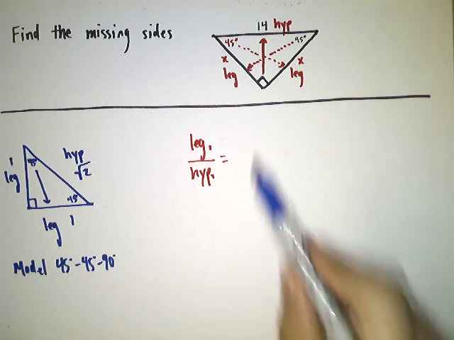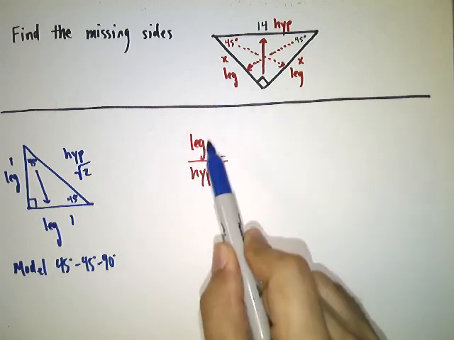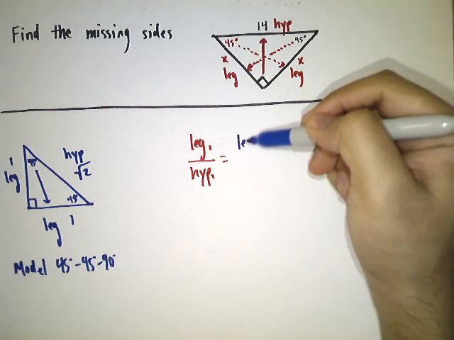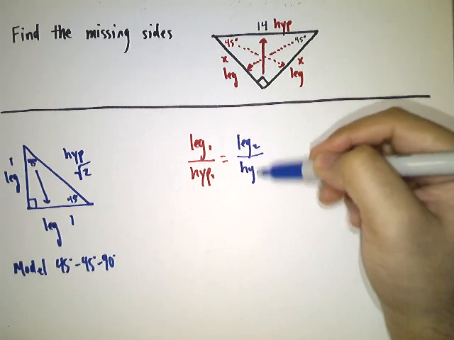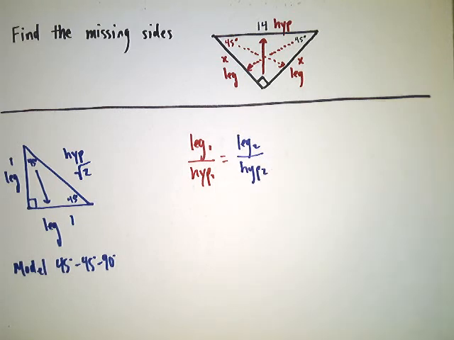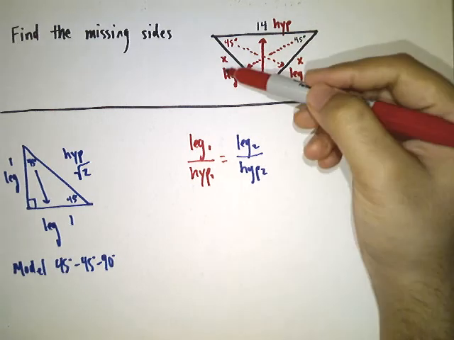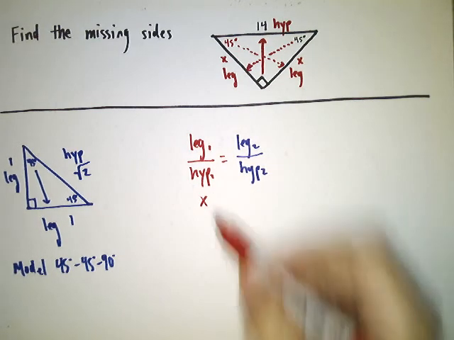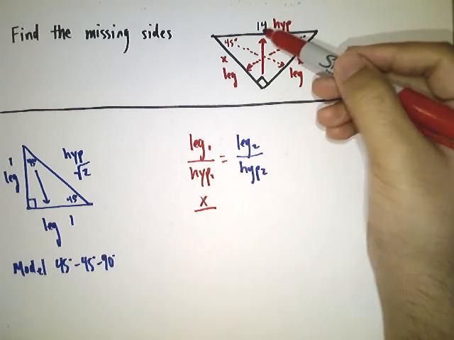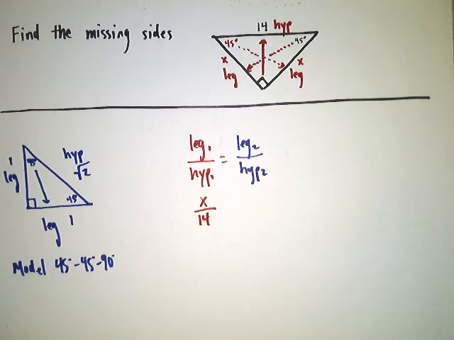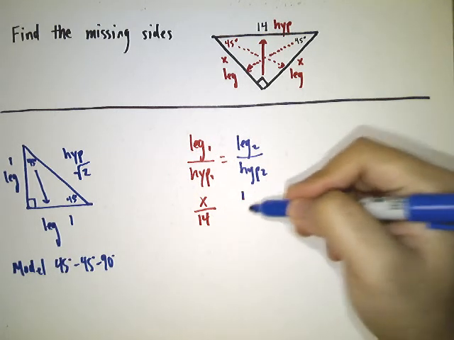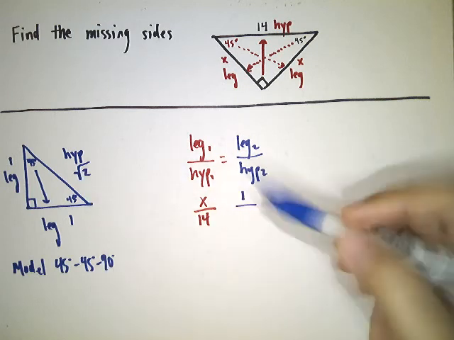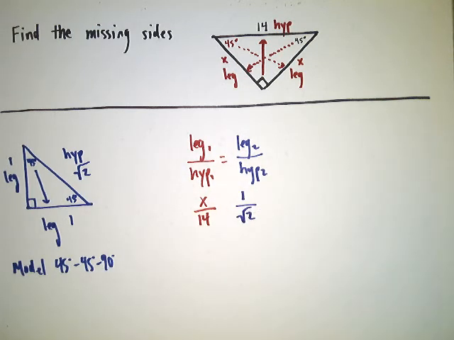The side we didn't know was the leg, and the side we knew was the hypotenuse in the 45, 45, 90 triangle. So let's fill in those sides. Leg 1, that's x. We don't know how long that is. Hypotenuse 1, that was 14. Leg 2, that's 1 unit long. And hypotenuse 2, that's root 2 units long. And of course, we put our equal sign in the middle.